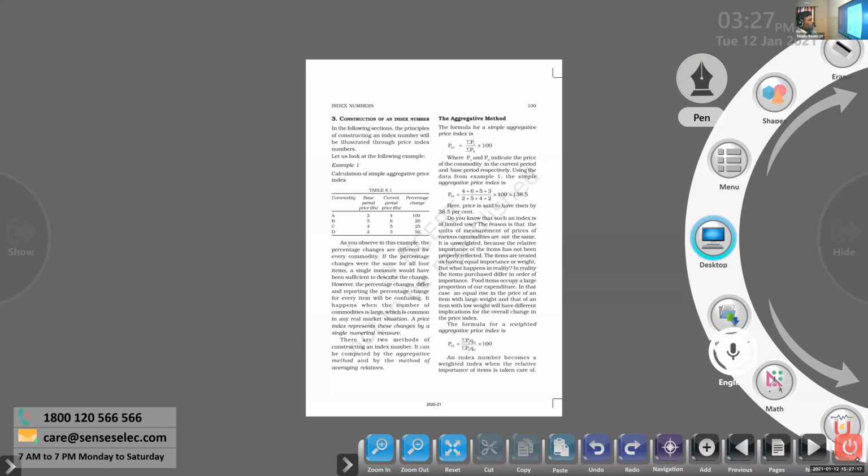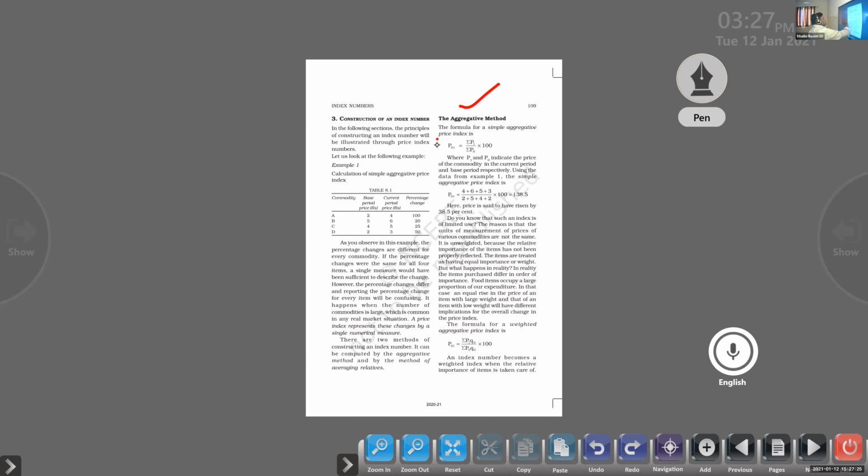Come to page number 109. Two systems we already explained in the morning, that is the aggregative method. The equation is P01 is equal to sigma P1 divided by sigma P0 into 100. Hope this idea is clear for you, right? Yes or no, Ashish Benny, is the thing clear for you? From this calculation we are able to find a hike of 38.5%, the price of the commodities increased. So this system is unable to present the change of a single commodity.